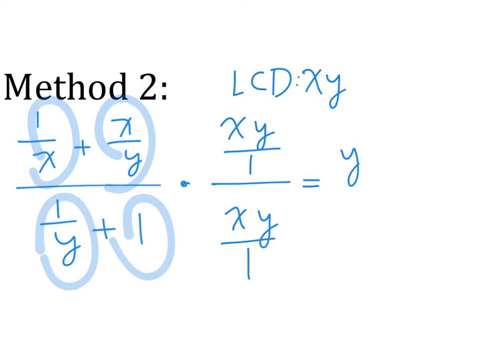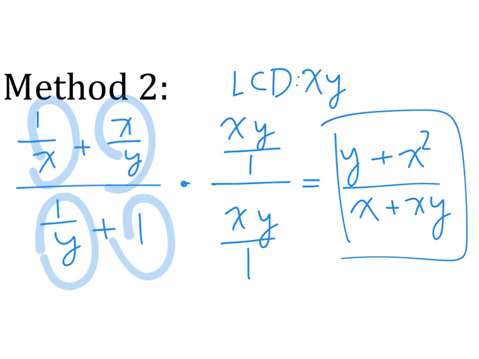Okay, second one. xy times x over y, what cancels? The y. What are you left with? x squared. So plus x squared. In the denominator, xy times 1 over y, what cancels? The y. What are you left with? xy. Huh? Where's the x? Okay, xy times 1, xy. Okay, so this is the answer.